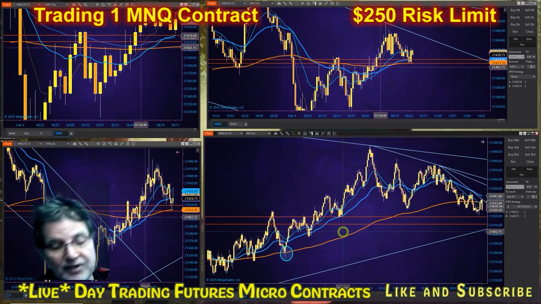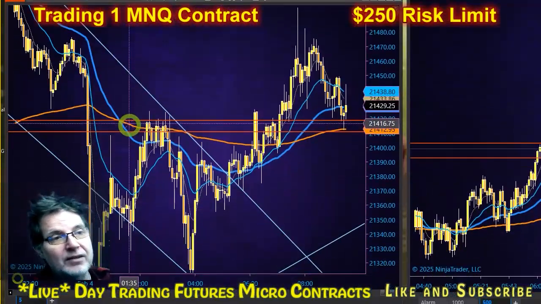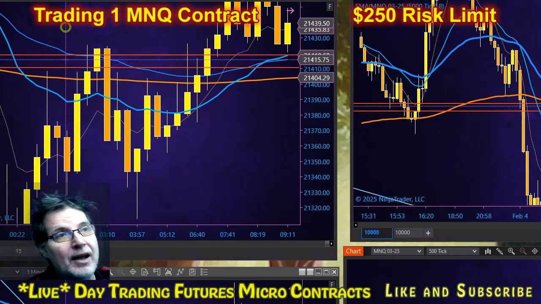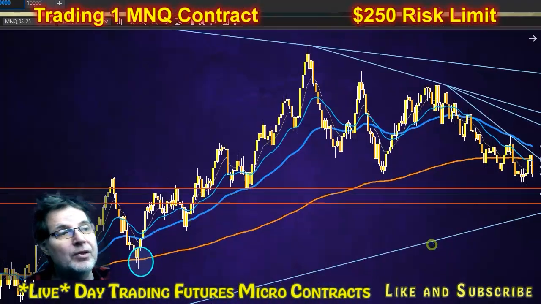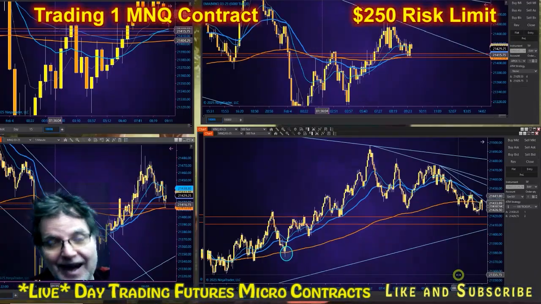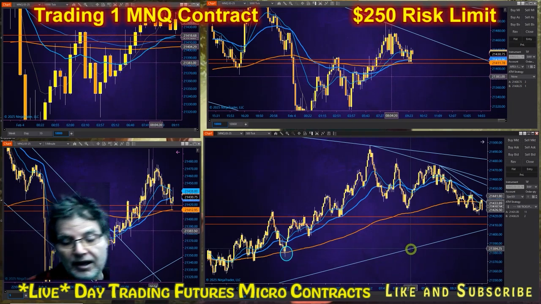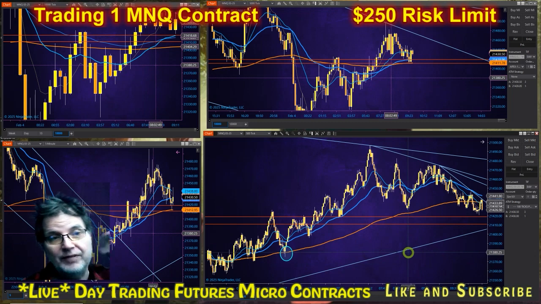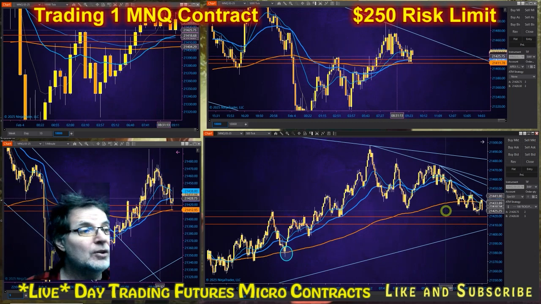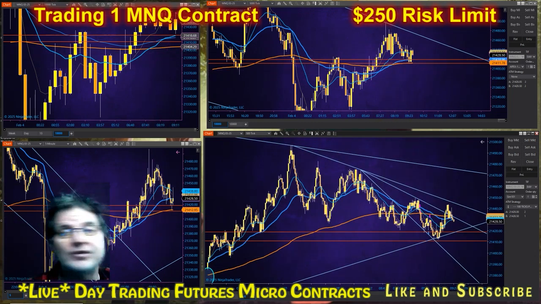But B+ setups will be when I can only get the 5-minute, or I can only get the 10,000 to agree with the 500, and it's not an A+ setup. It is a B+ setup though, and it's still pretty good, but the likelihood of it failing is greater, and so we have to be a little bit more careful with those kinds of setups.